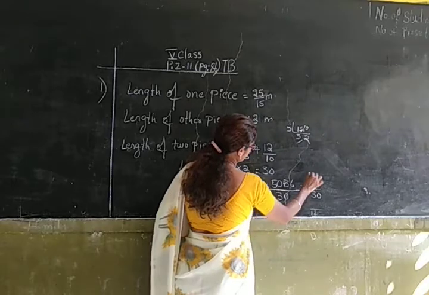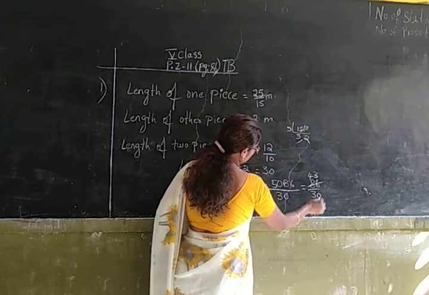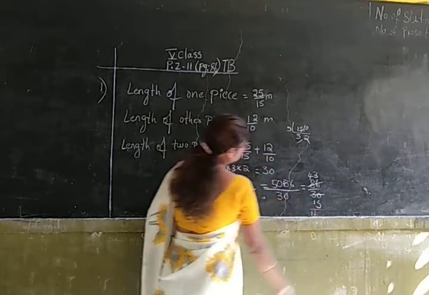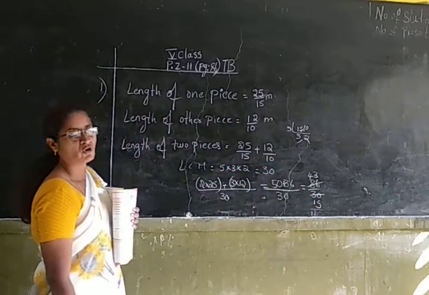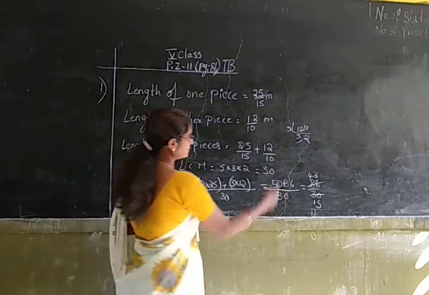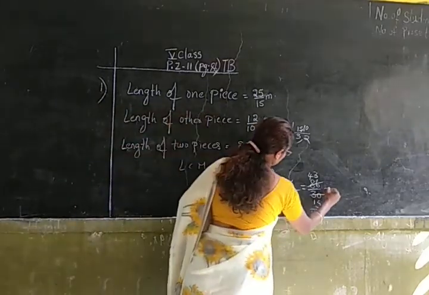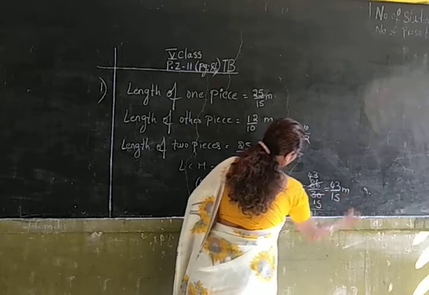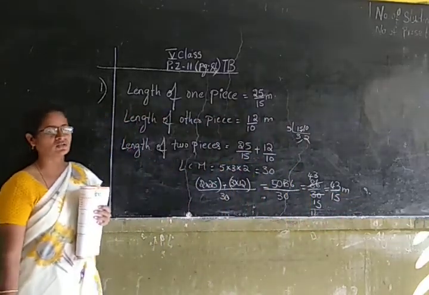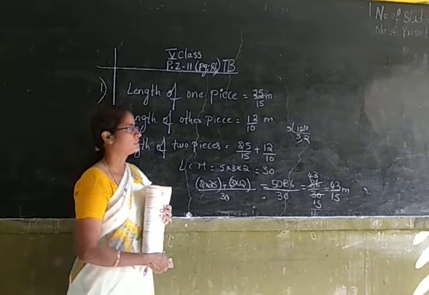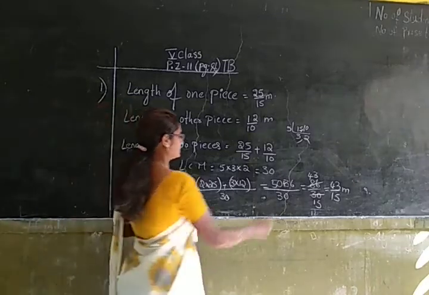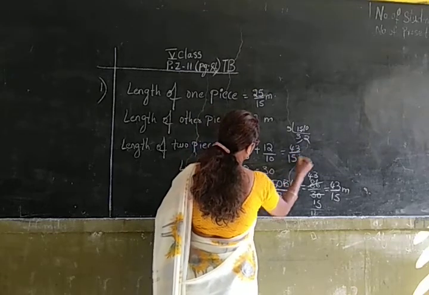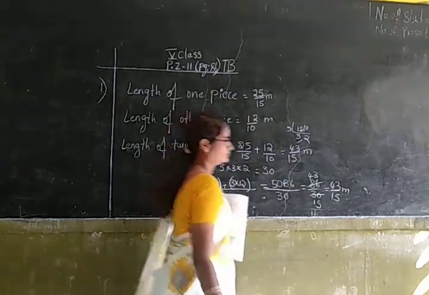2 table goes in 86 43 times and 2 table goes in 30 15 times. So the total length of the two pieces is 43 by 15 meters. Okay children, the total length of the two pieces is 43 by 15 meters.